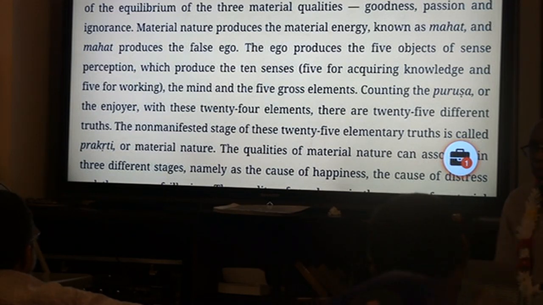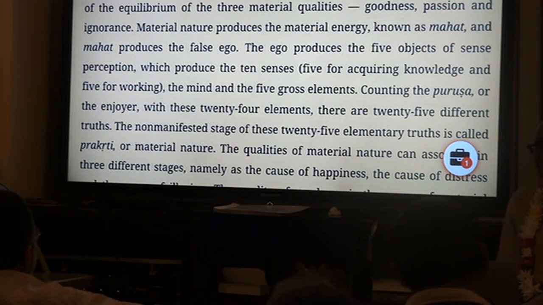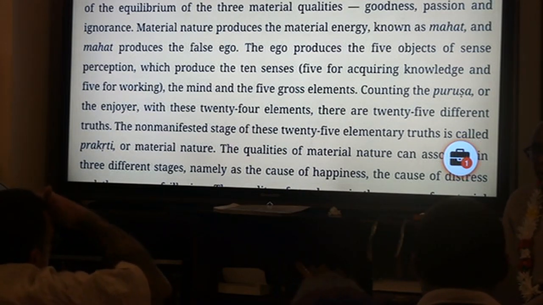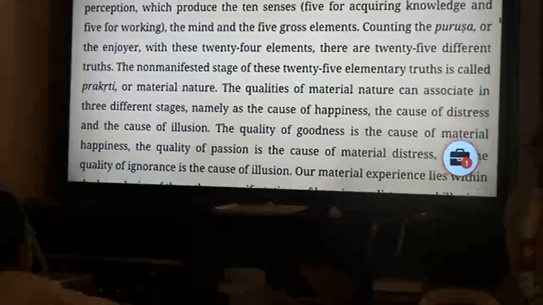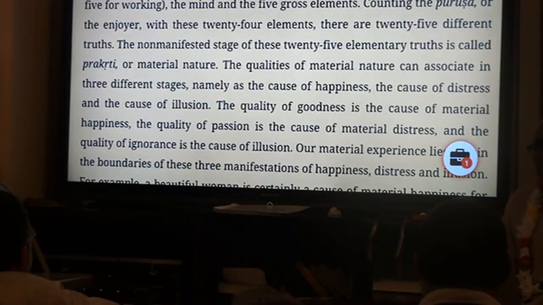The ego produces the five objects of sense perception, which produce the 10 senses, 5 for acquiring knowledge and 5 for working, the mind, and the 5 gross elements. Counting the purusha, or the enjoyer, with these 24 elements, there are 25 different truths. The non-manifested stage of these 25 elementary truths is called prakriti, or material nature.